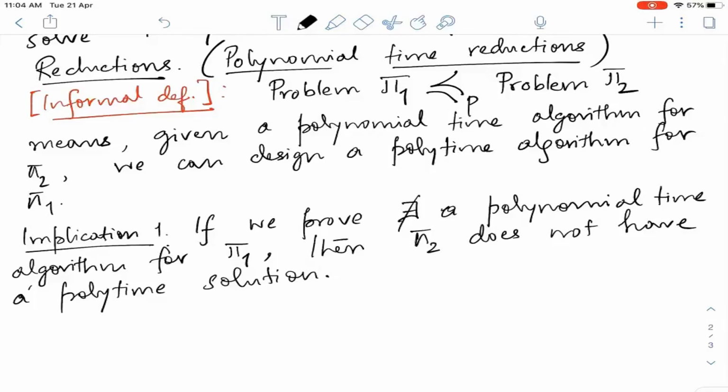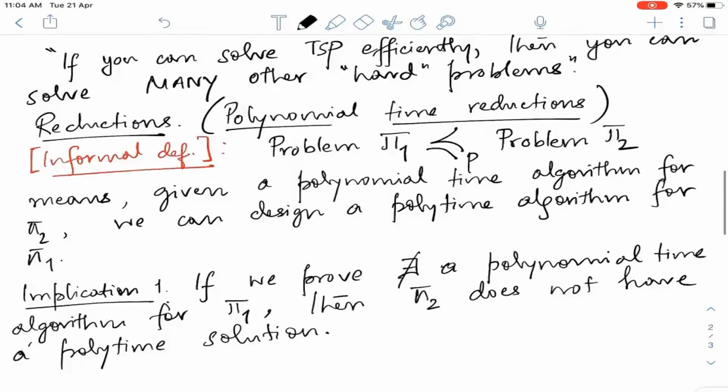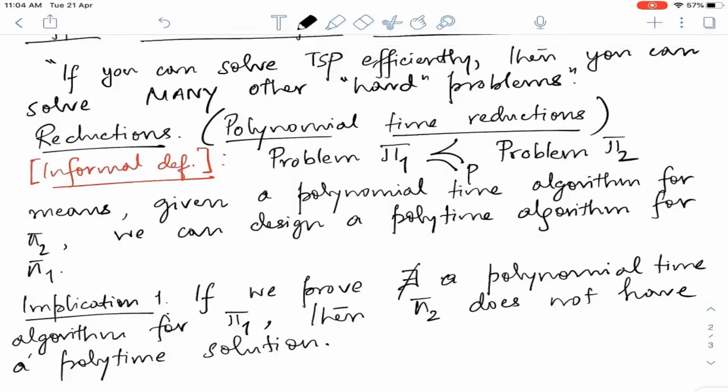Yeah. At a high level, what we want to do is what we started off: we are going to show, for example, that there are several hard problems which can be reduced to solving TSP. Yeah. So if you can solve TSP, you can solve all of them in some sense.